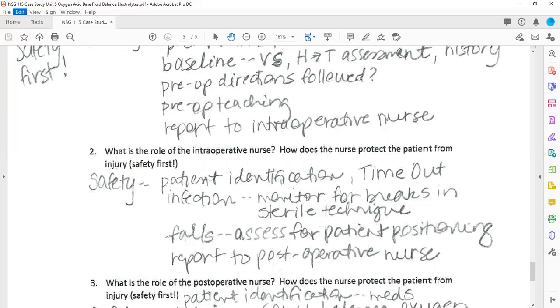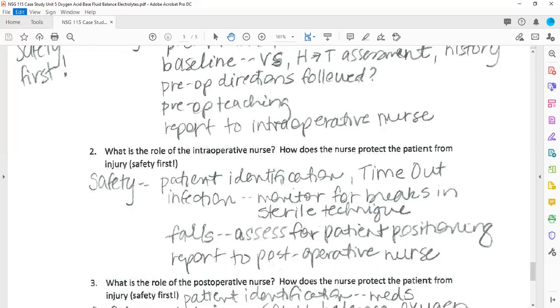We're also going to protect against infection. We're going to monitor for breaks in sterile technique. So we are the eyes and ears of that patient in the operating room. We're going to watch the anesthesiologist, the surgeon, and everyone around to make sure that they are maintaining sterility. That means we don't want them to use their sterile gloves to scratch their face or have equipment drop on the floor and pick it up. Any of those things, we are the advocate in there for that patient's safety. And we're going to speak up for them.